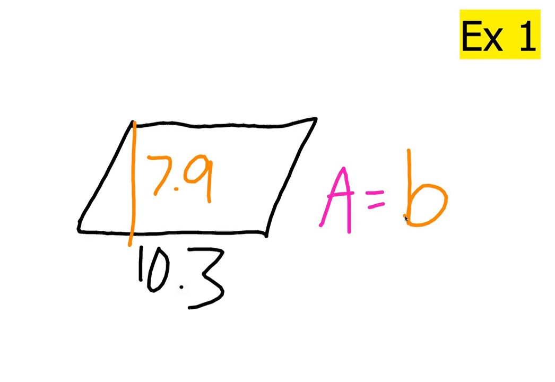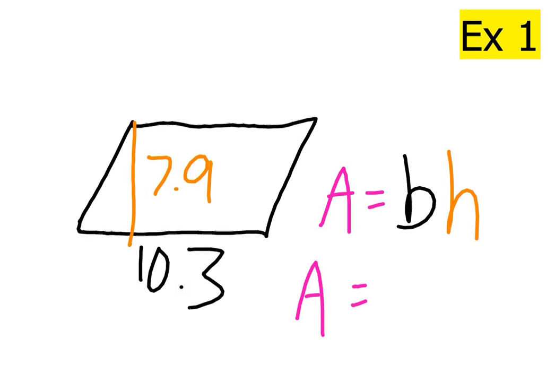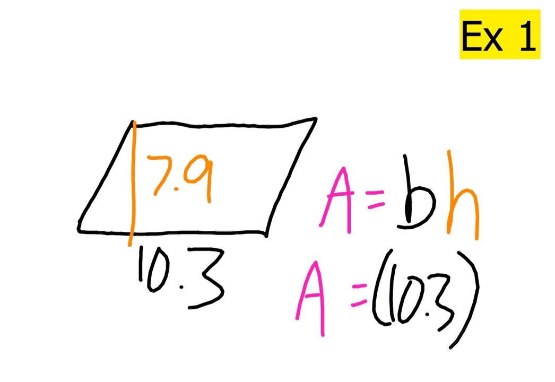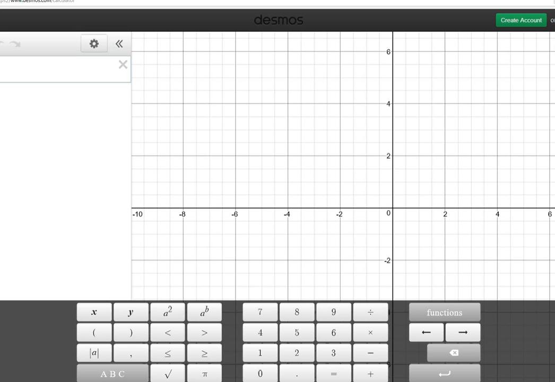Whoops, I wrote that wrong, color-wise. Base times height. Always fascinated me how it's so simple. But again, that's because you can rearrange it to make a rectangle. All right, so I'm just going to plug in 10.3 for the base and 7.9 for the height. And we get 81.37. That's all you have to do.